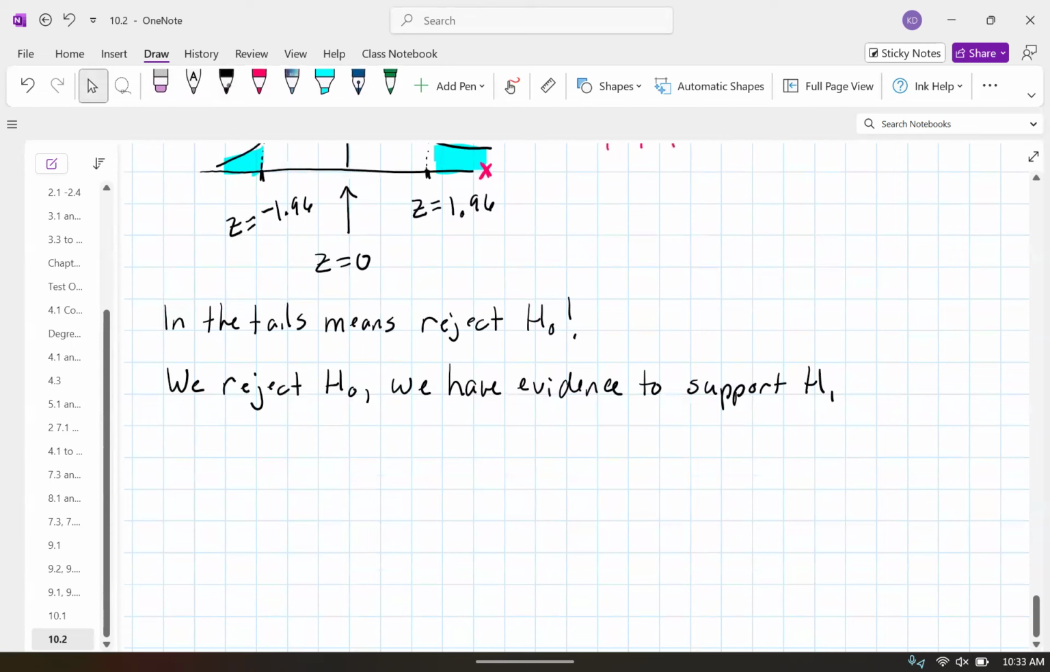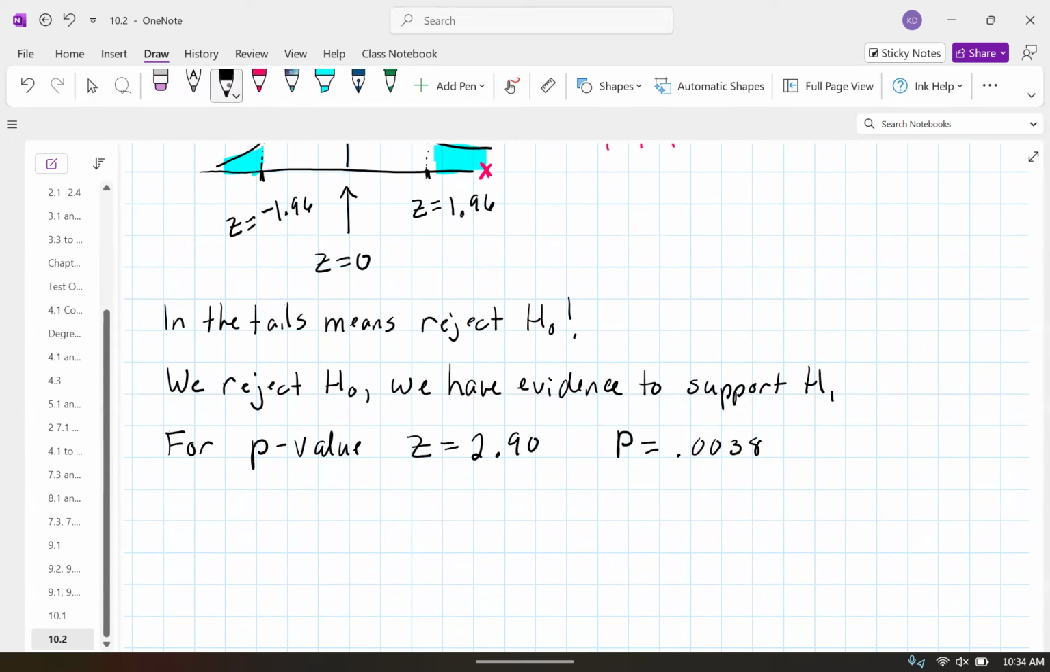All right, if we were to do a p-value test, I would look up my z-score, and this would give me a big P equals 0.0038. And we want this to be less than the area in our tails, which was 0.025. Happy face. That was really bad happy face.